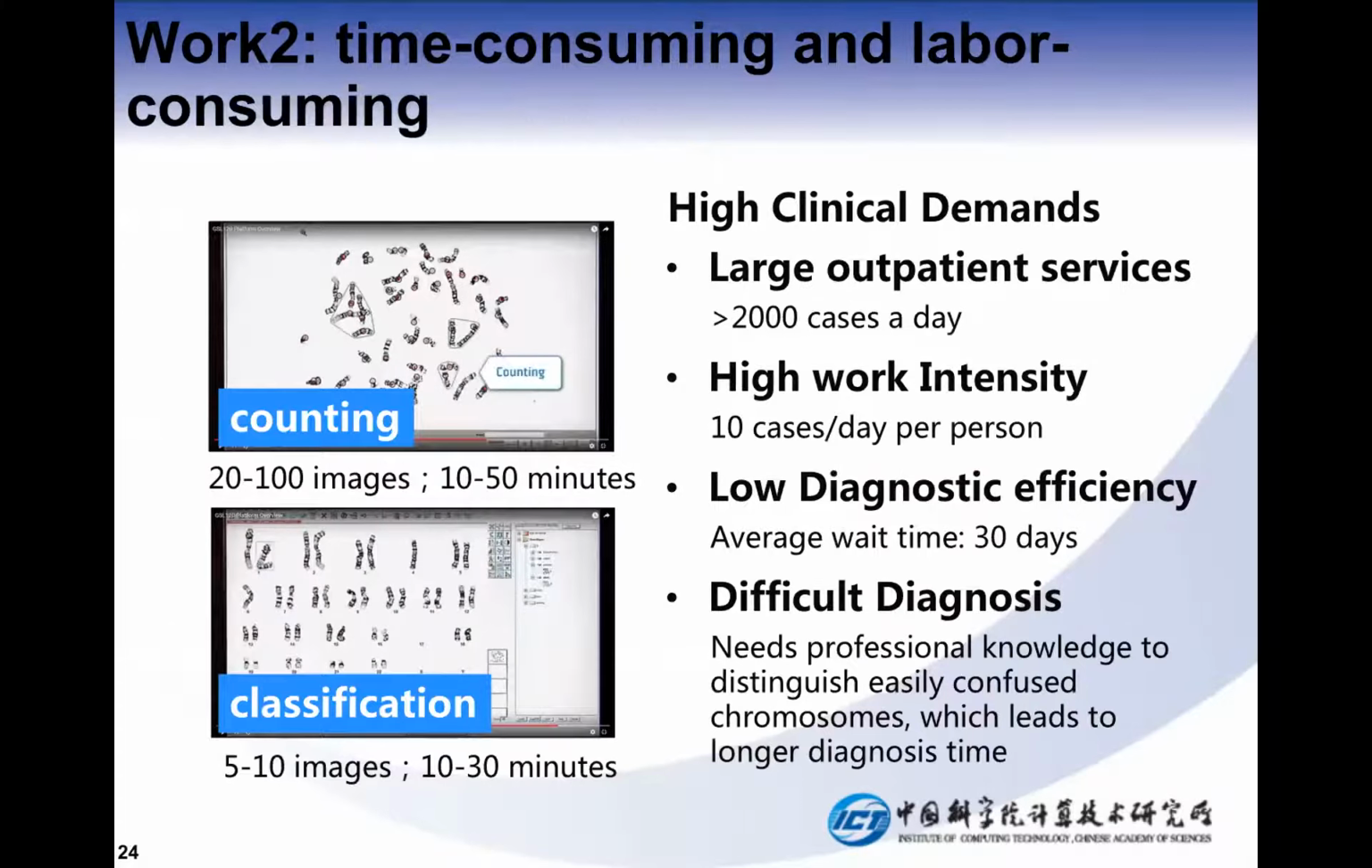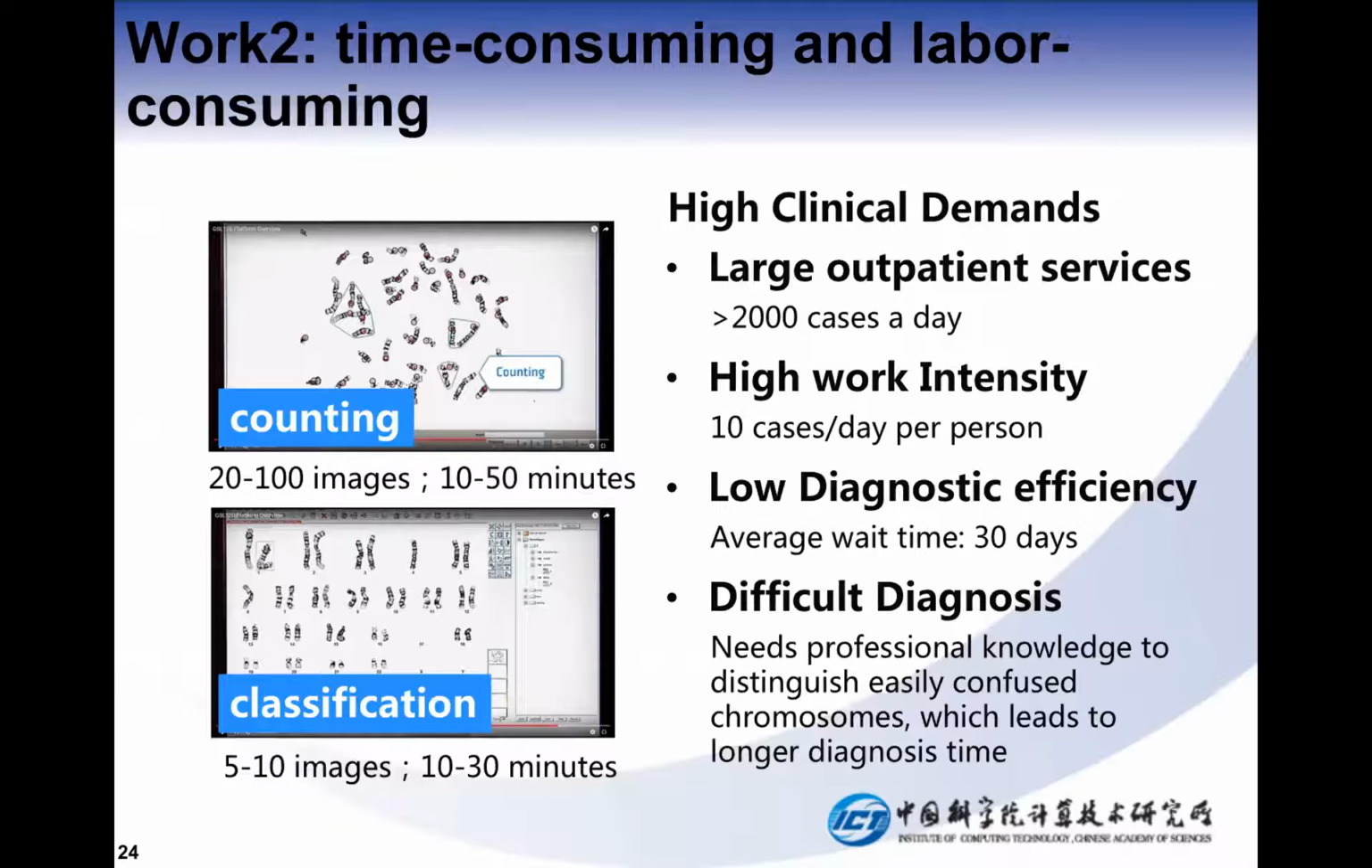And karyotyping includes two major steps. The first step is counting, in which we need to count the number of chromosomes in each karyotype image. For each patient, we need to count 20 to 100 images. And another one is the classification, in which we extract each chromosome in the image and determine their classes. Both of the two steps are very time consuming. So as a result, one doctor can only handle 10 cases per day.